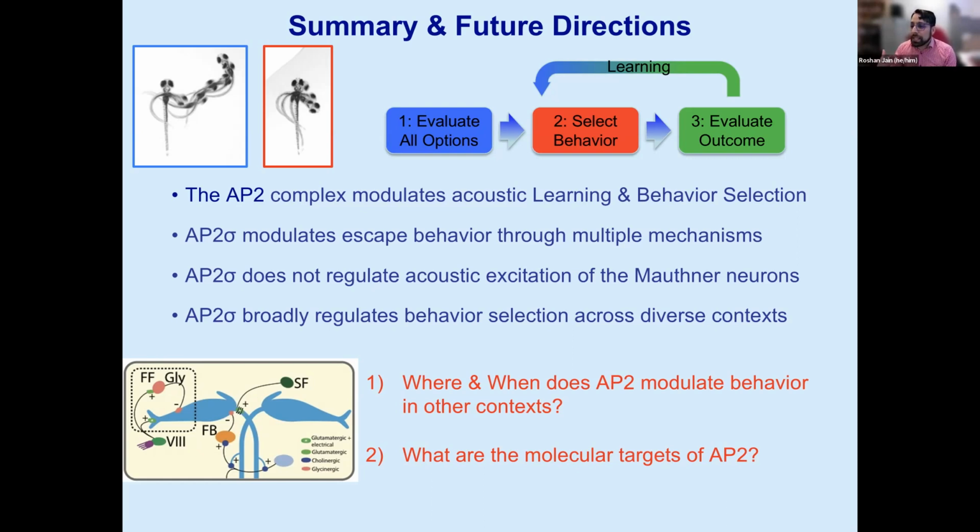And then also molecularly, we're trying to identify the targets of AP2S1 that might be regulating the way that this is shifting behavior. And given that there's a whole variety of mechanisms here, we're anticipating there's probably a number of different molecular targets that are required for these behavioral modulations.